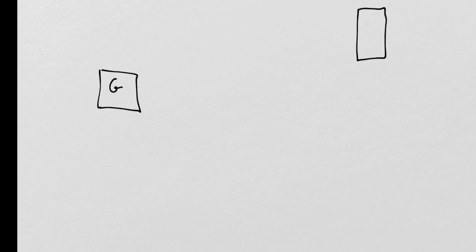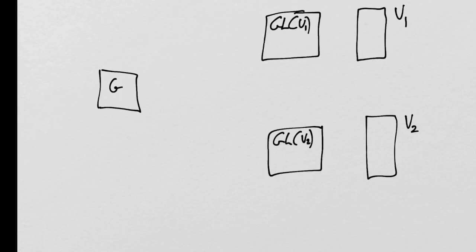Okay, so now we're going to consider our Lie group G. But now we're going to consider two vector spaces, V1 and V2. These are different vector spaces, right? Each vector space has its own general linear group, right? And those general linear groups are of course linear transformations that act on V1 and V2.